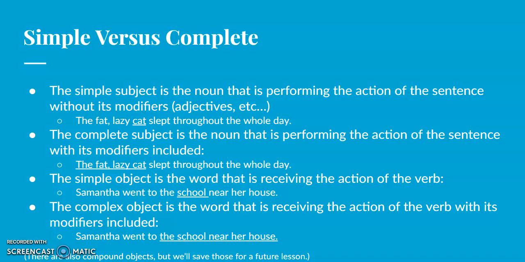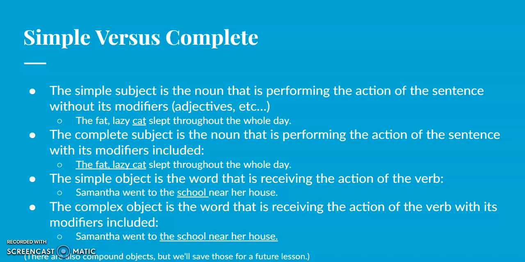In our first sentence, which is the subject, the fat lazy cat or just the cat? The answer is that they both are. The cat all by itself is the simple subject. If I were to try to simplify the sentence, the cat is the noun at the core of the meaning. However, fat and lazy are also terms that inform my understanding of the cat, so I can include them as part of my subject. These terms together, the fat lazy cat, form the complete subject.